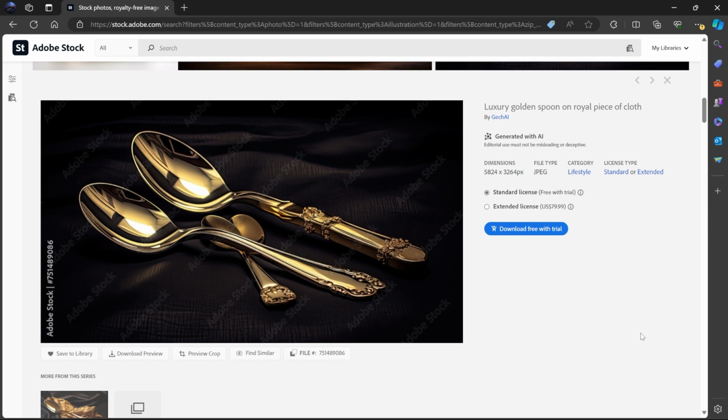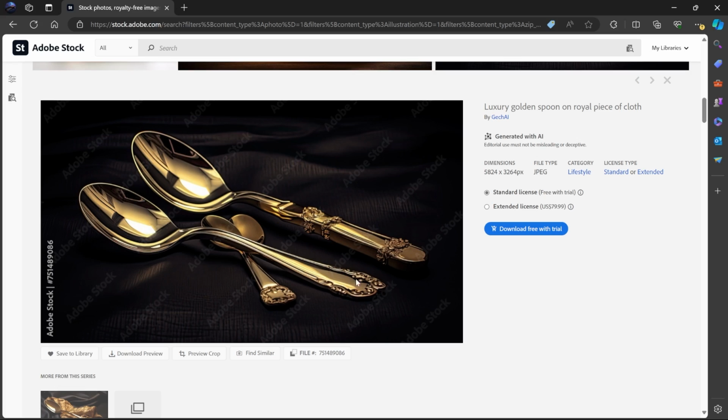Luxury golden spoon on royal piece of cloth. I'd say this leaves out some things such as how many spoons there are. To me, this looks like there are four. It's hard to tell. This could be just an AI error here. It's just kind of one spoon branches off into two spoons, top spoons. But regardless, say how many of an object are in the image. The title implies there's one, but there's actually three or four here.